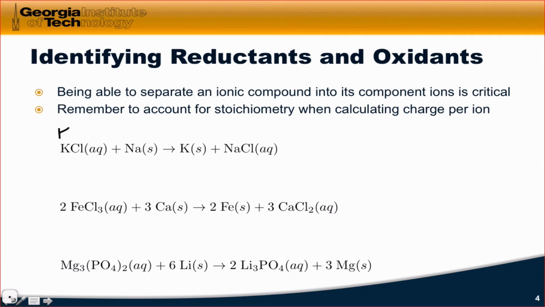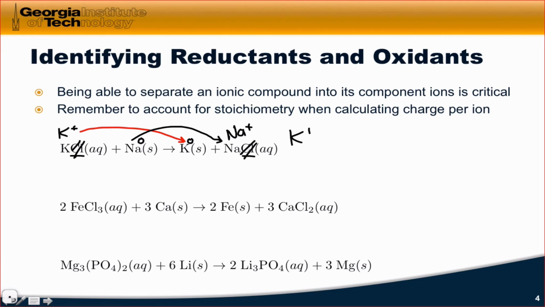KCl is really K+ and Cl-, and in fact Cl- is a spectator, right? We see it both in the reactants and in the products in the aqueous phase, and so I'm just going to ignore it essentially. And remember that a solid metal has an oxidation state of 0. So what we're seeing here is that K+ is gaining an electron to go from K with an oxidation state of +1, K+, to K0, while sodium is surrendering an electron. It's going from sodium 0 to aqueous NaCl, which is really Na+.